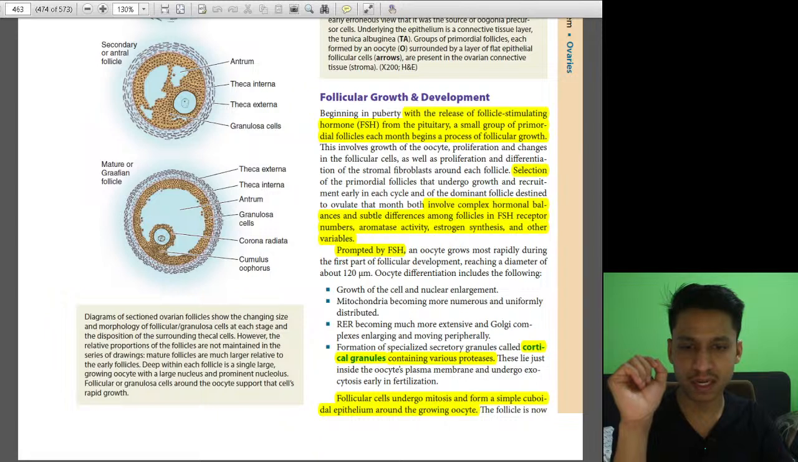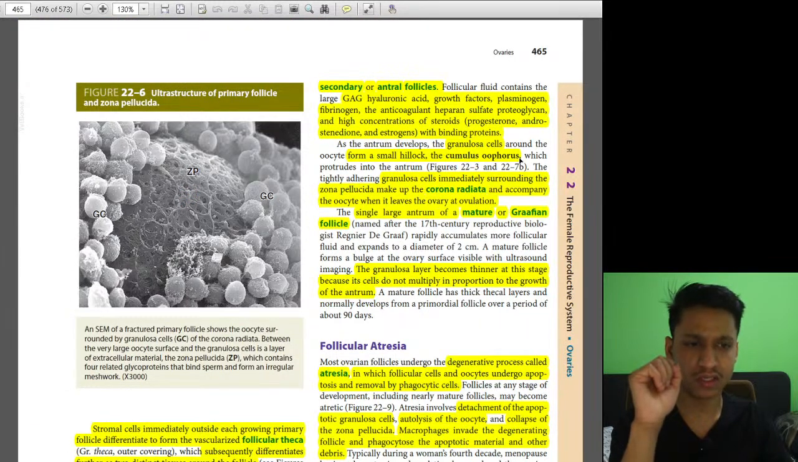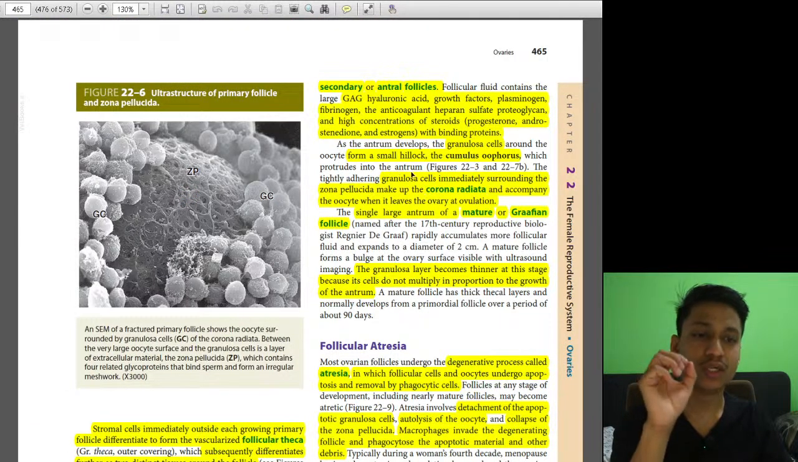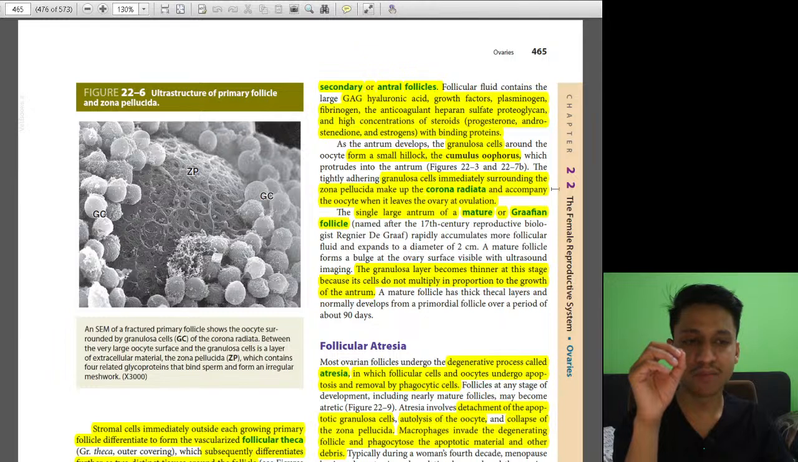So how important is this part? Because it is just next to the oocyte, and it is going to play a very important part in ovulation. Let's see what it does. It grows and protrudes into the antrum, and the tightly adhering granulosa cells immediately surrounding the zona pellucida make up the corona radiata and accompany the oocyte when it leaves the ovary at ovulation.